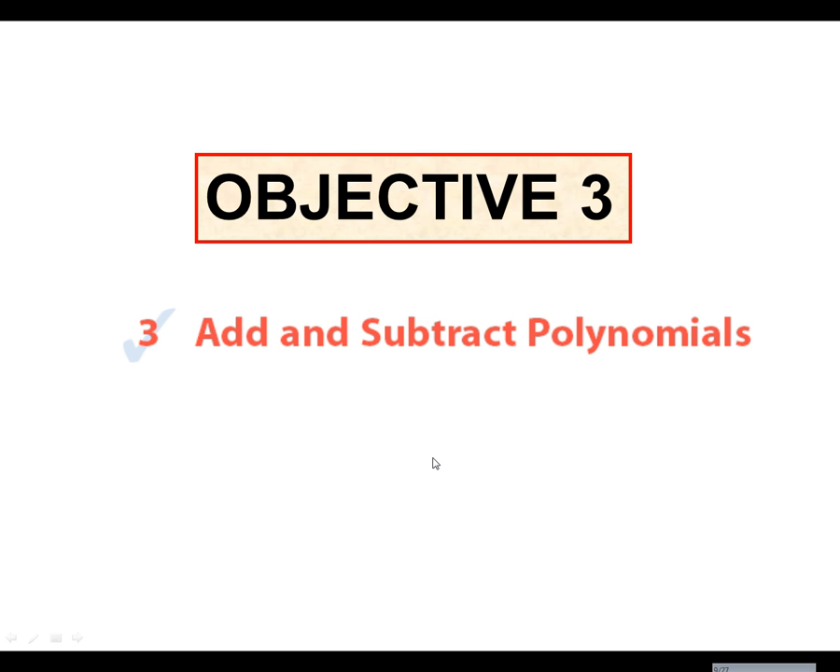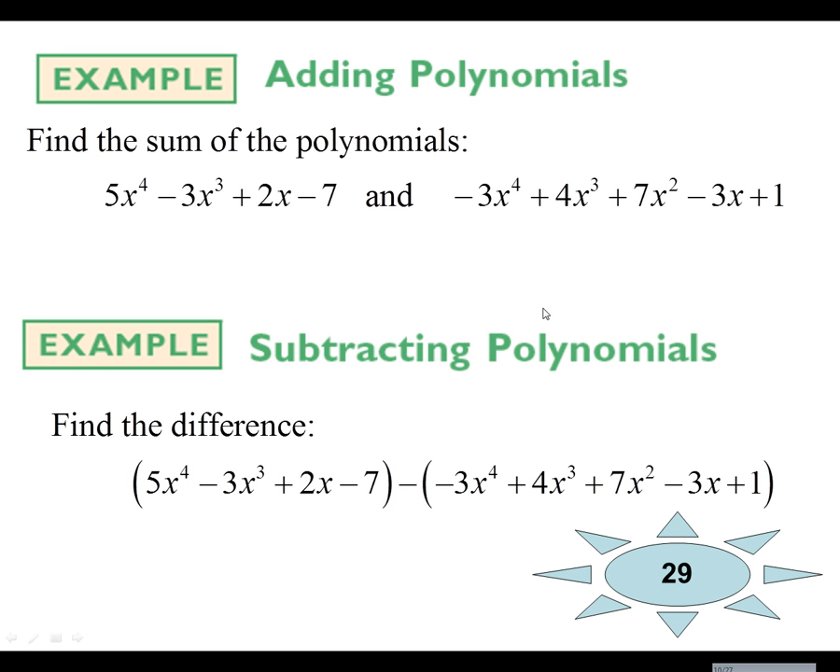Alright, objective 3. Now we're going to take our polynomials, we're going to add and subtract them. So this is all about like terms. 5x to the 4th and -3x to the 4th will match up. And so if we're going to do the sum here, we're going to combine those together. And I like to do it vertically here. Put them on top of each other.